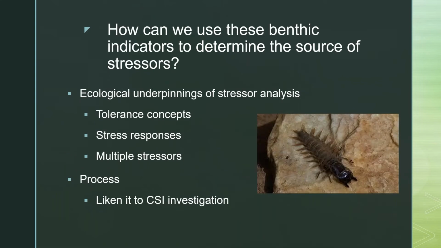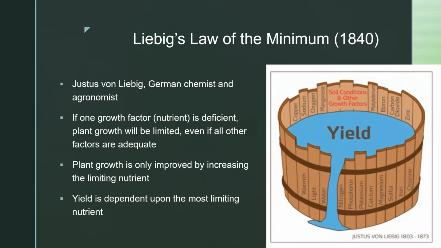All right, so let's talk about how we're going to use these benthic indicators, again, just one of many indicators. How are we going to use them to determine what the source of stressors are? Well, let's begin back a little while ago in 1840. Justus von Liebig was a German chemist and agronomist, and he came up with the idea that's now commonly referred to as Liebig's law of the minimum.